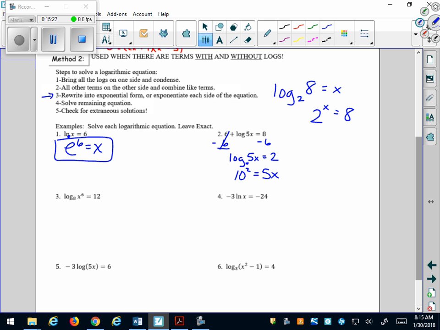Right? If that step is confusing you, you've got to take care of that, because since before the midterm, turning things from logs to exponents needs to be something you're comfortable with. All right? If you need help with that, let me know. Okay, well then 10 squared is just 100. 100 equals 5x. What's x?